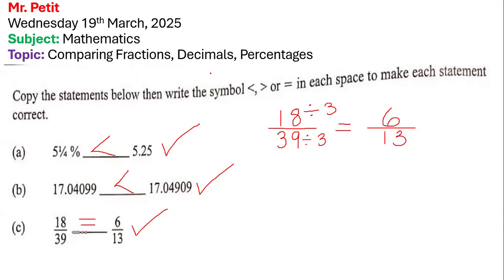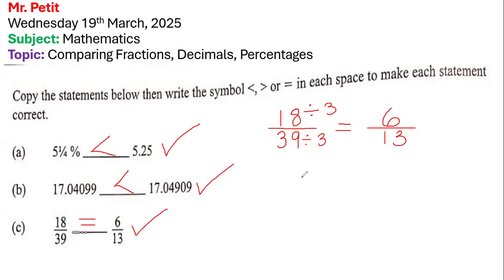Is there anyone who does not understand what I'm doing? Like you do not understand what's happening? Let me know if you do not understand. Is that the only way to get the answer? No, there's another way. You can say 6 over 13.